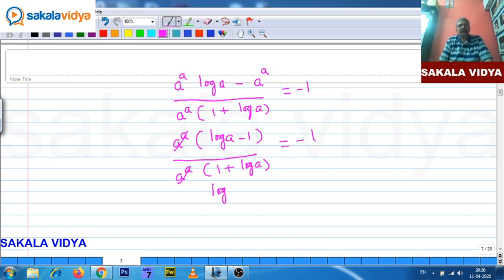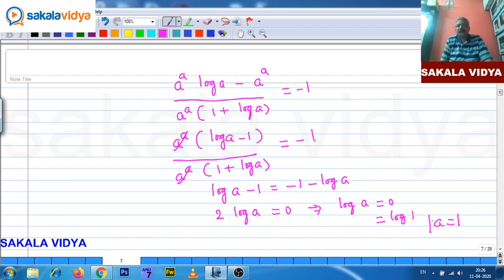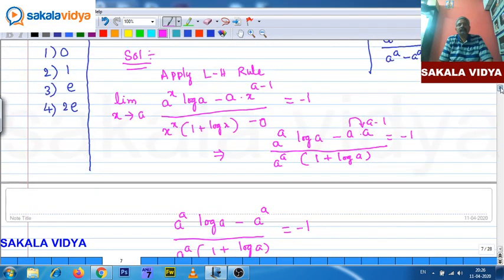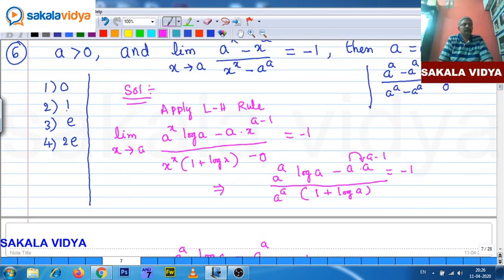If you cross multiply, you get log a minus 1 is equal to minus 1 minus log a. So you get now 2 log a is equal to minus 1 plus 1, 0, that means log a equals 0. Therefore, this is equal to log 1, a equals 1. This is the answer. So the second option is the right option.